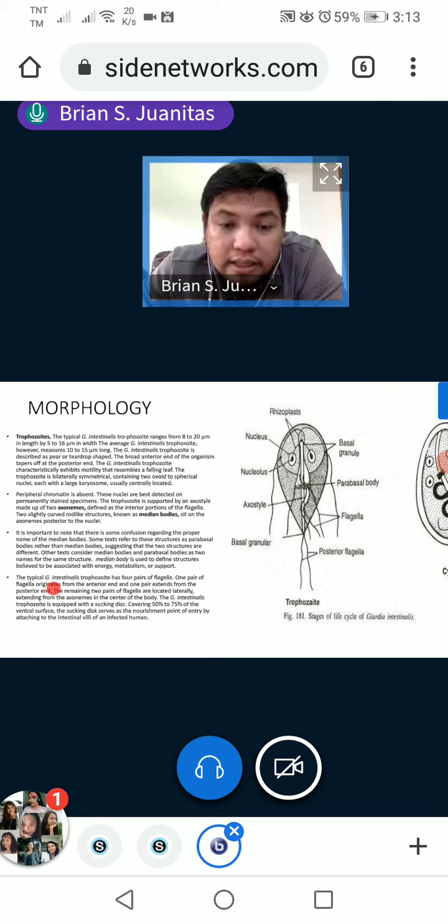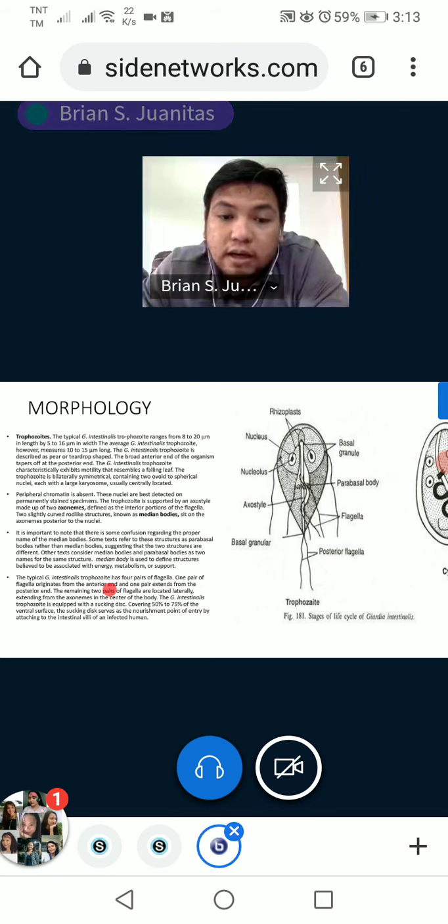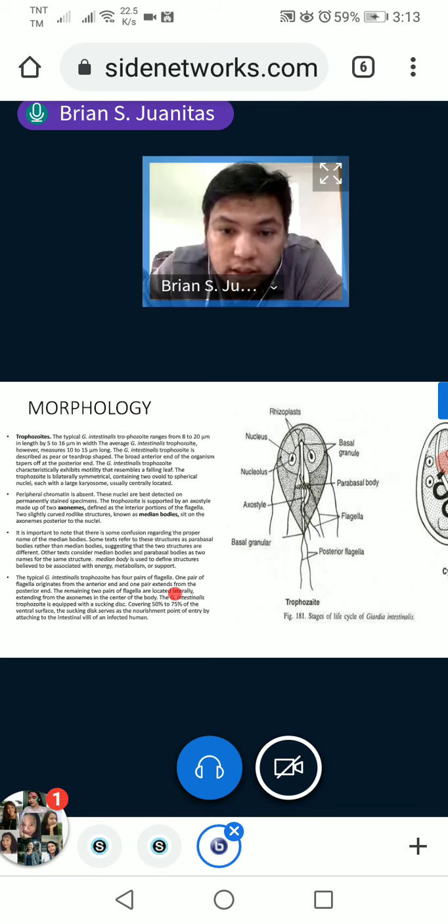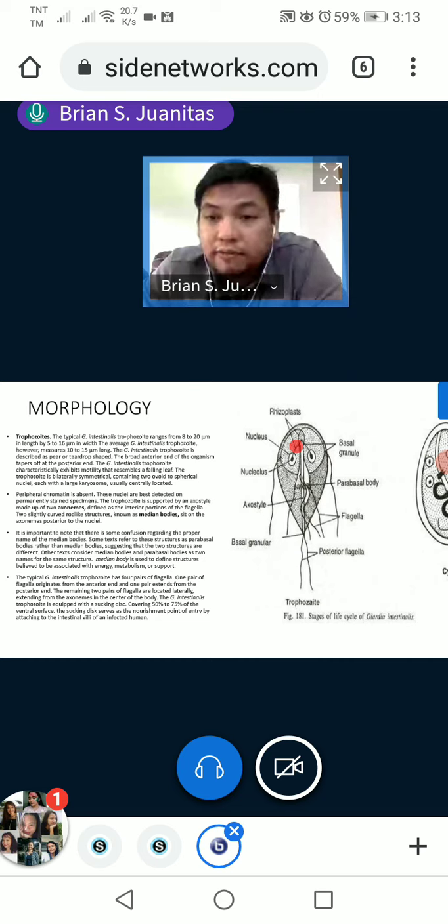And then, Giardia intestinalis trophozoite, class, has 4 pairs of flagella. So, ibig sabihin, merong 8 lahat. Okay, 1 pair originates anterior end na sa taas. 1 pair naman, class, on posterior na sa baba. And then 2 pairs is located laterally, nasa gitna. Okay? So Giardia lamblia or Giardia intestinalis has 8 flagella all in all.